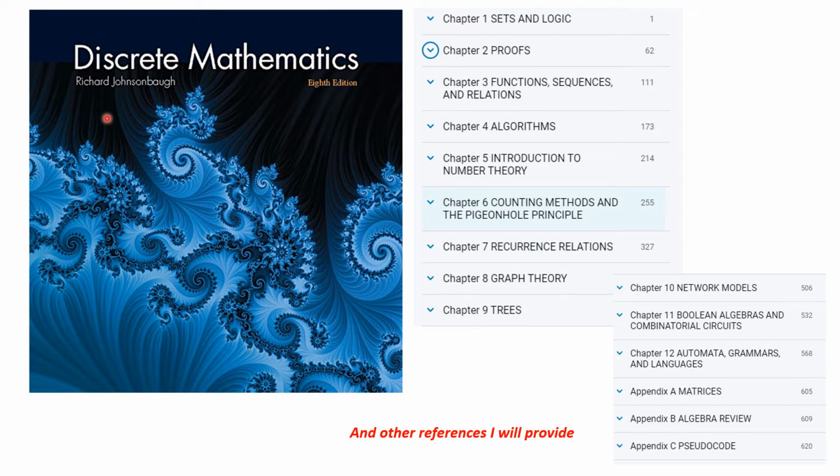So this is the book we're using. It is Discrete Mathematics by Richard Johnsonbaugh. This is the 8th edition, and the book includes chapters on sets and logic, proofs, functions, sequences and relations, algorithms, introduction to number theory, counting methods and the pigeonhole principle, recurrence relations, graph theory and trees, network models, Boolean algebra and combinatorial circuits, automata, grammars and algebra, and appendices dealing with matrices and pseudocode. And I will augment this with additional references that I will provide.